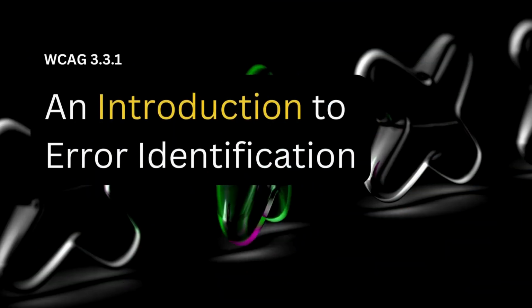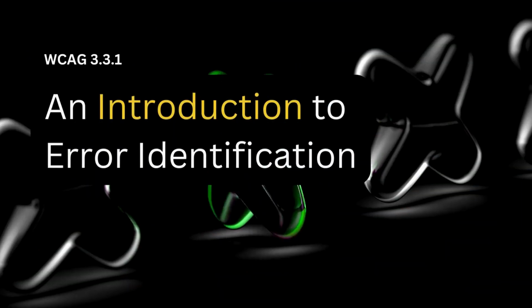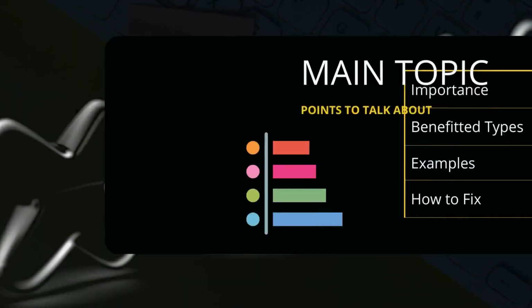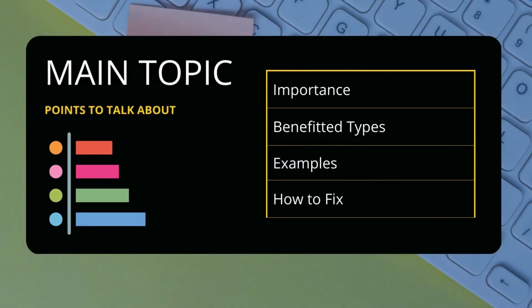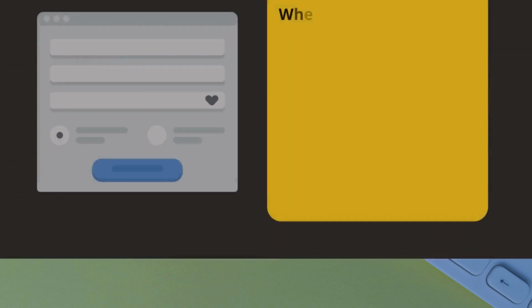Hello everyone. Today we're going to talk about error identification. We're also going to talk about its importance, the benefited types, some examples, and how we can fix them.